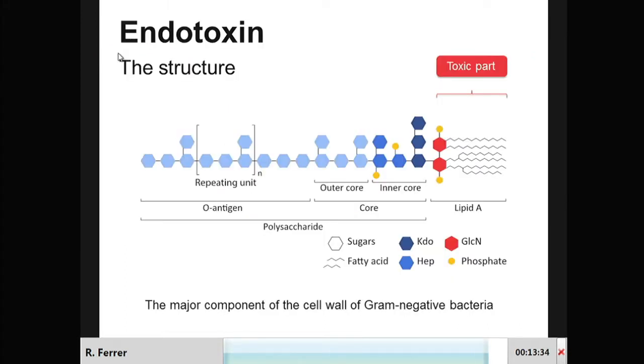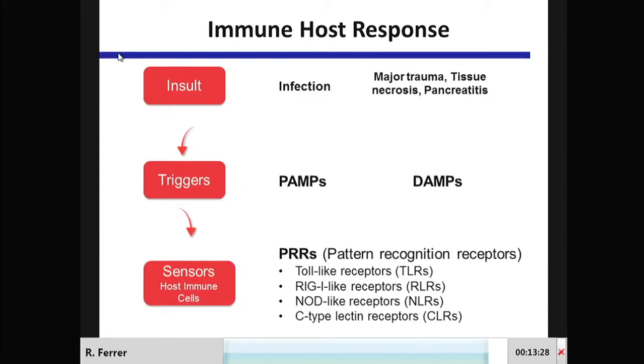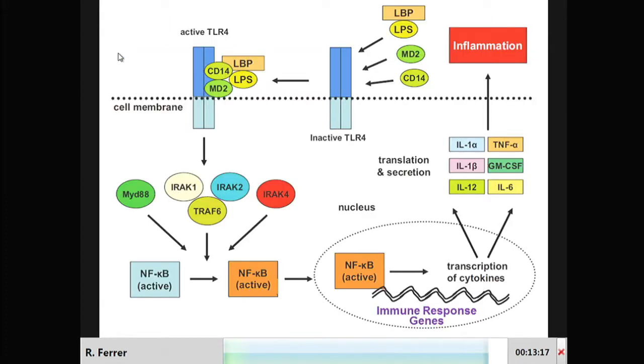Endotoxin, as I said, is the most important one. It's the major component of the cell wall of the gram-negative bacteria. And those triggers, DAMPs and PAMPs, are being recognized by the host immune cells by the PRRs. The most important ones are the toll-like receptors.